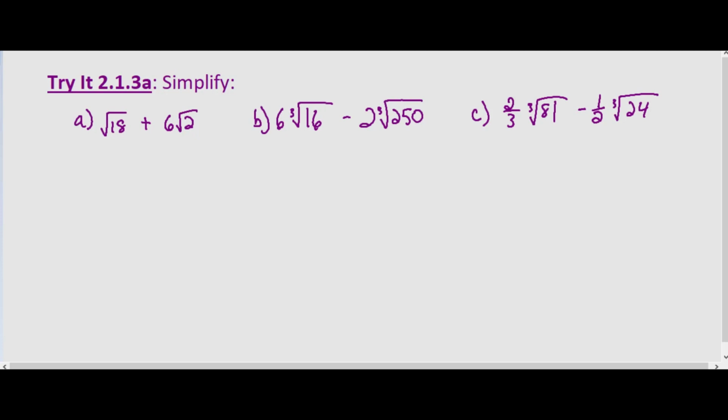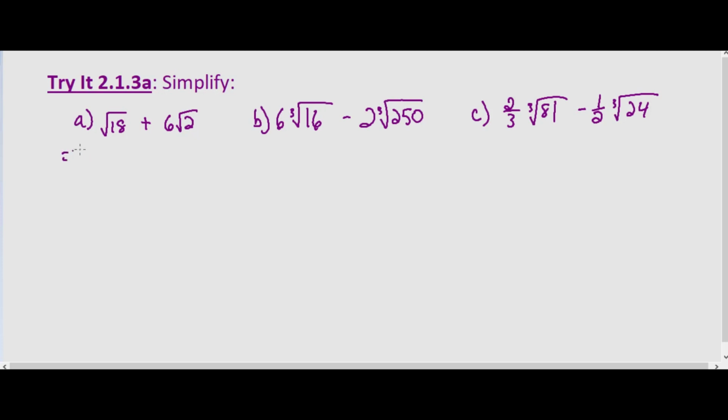Now we're going to add an extra step into the mix, and we need to simplify the radicals before we have like radicals, and then we can simplify the expression itself. So with part A, we're given the square root of 18 plus 6 times the square root of 2. We can't simplify 6 times the square root of 2, but we can simplify the square root of 18.